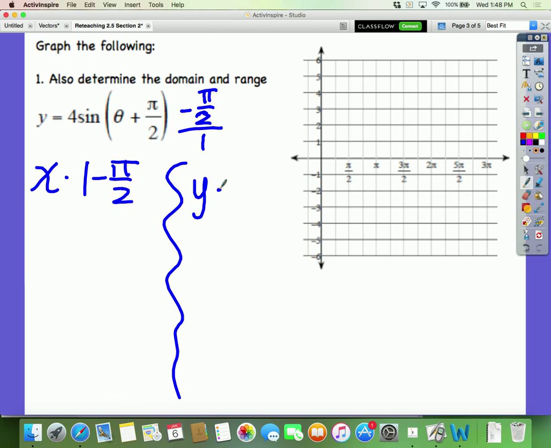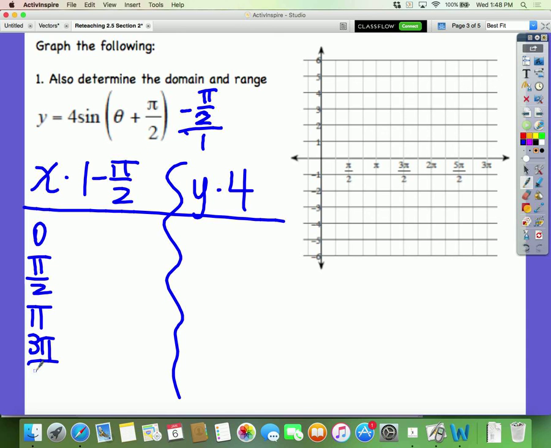I'm going to multiply my y's by what number? 4. And then add or subtract? 0. There is no plus on this side or in the front to say that it's moving up or down. So I only have to multiply by 4. So far, so good? What are the x's that I'm referring to? 0, pi over 2, pi, 3 pi over 2, and 2 pi. And specifically for sine, what are the y's that I'm talking about? 0, 1, 0, negative 1, 0.